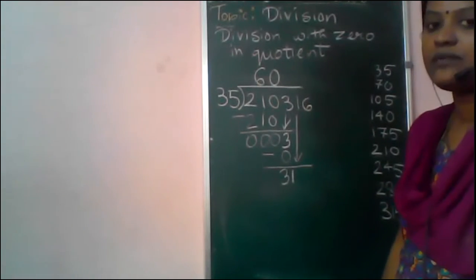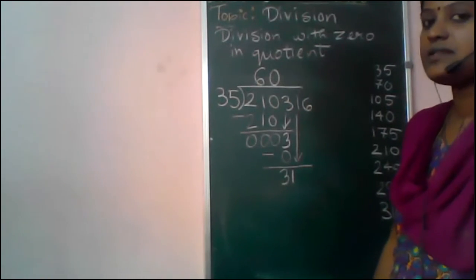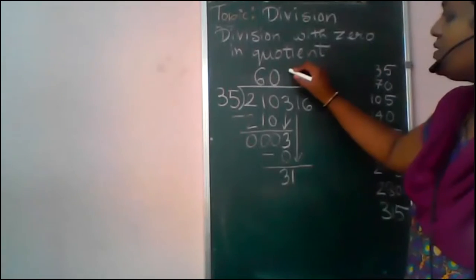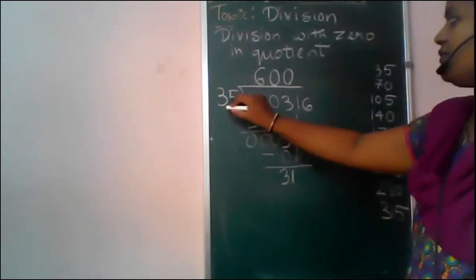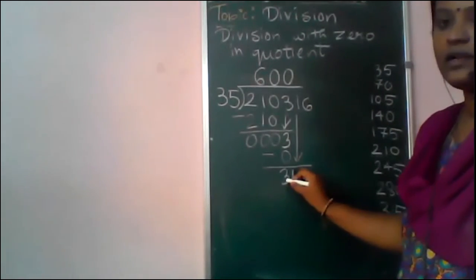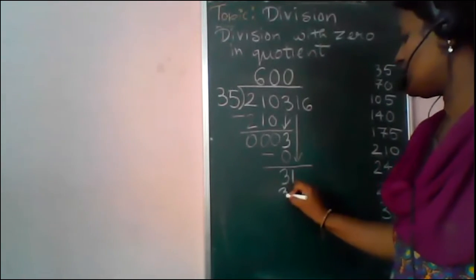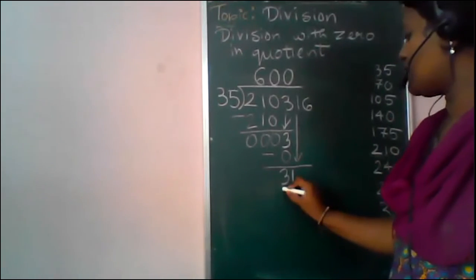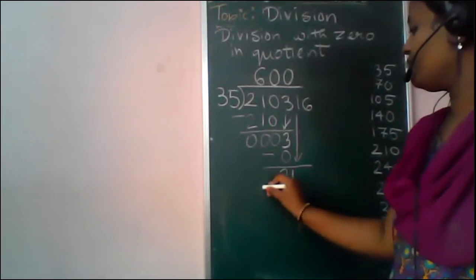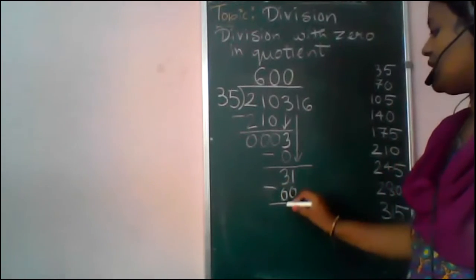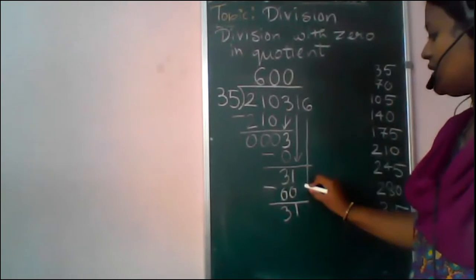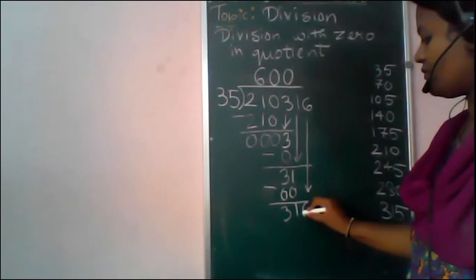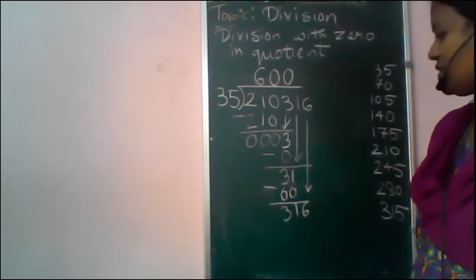Now compare 31 with 35. Again, it is a smaller number, so we need to place one zero above, that is 35 zeros are 0. So we have justified division for this. Since we subtract, we see that we have got 3, 1, and bring down the next digit after completion of one partial division.